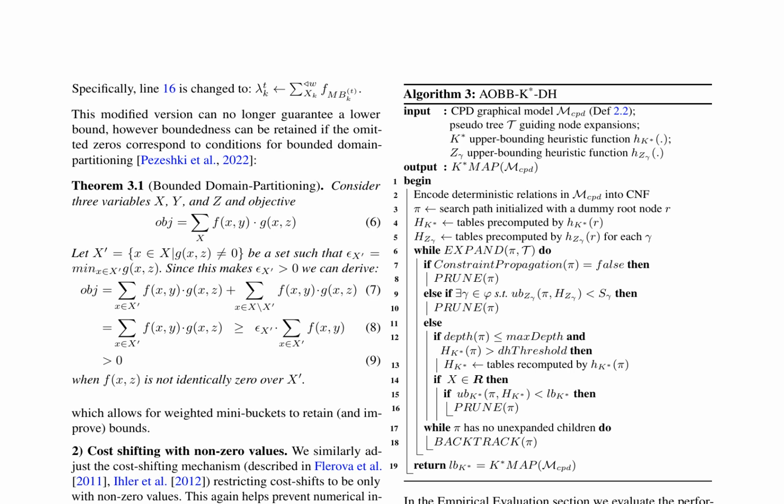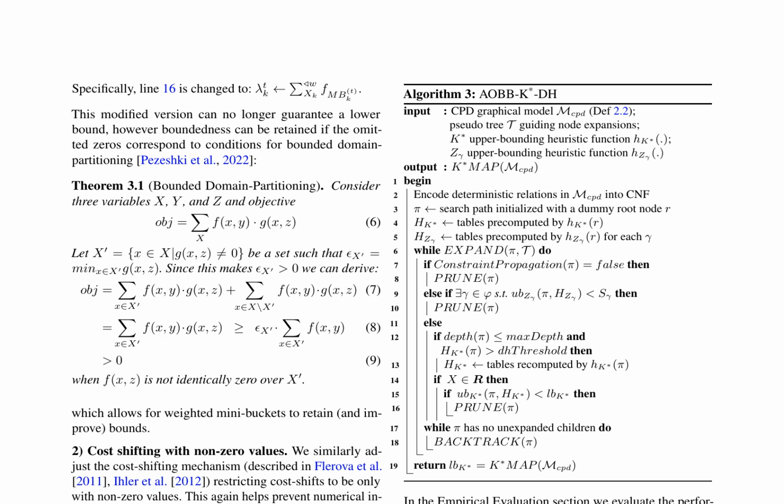In this section, the authors propose a novel approach to enhance the performance of the AOBB-K algorithm in solving protein design problems. They introduce three key enhancements. 1. Utilizing weighted mini-buckets to retain and enhance bounds. 2. Tuning the search by prioritizing the wild-type assignment and nodes with finite heuristic values. And 3. Employing dynamic heuristic recomputations during search to further enhance bounds and pruning. These adjustments are encapsulated in the AOBB-K DH algorithm, which leverages a general framework for dynamic heuristic use with AOBB-K.